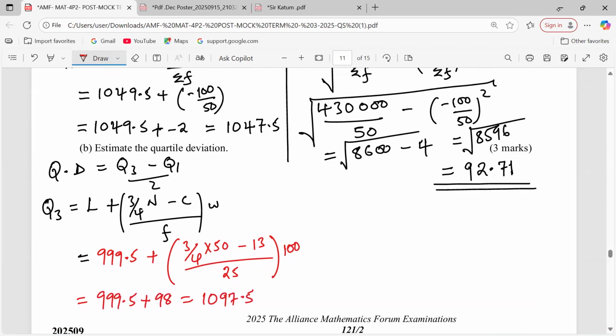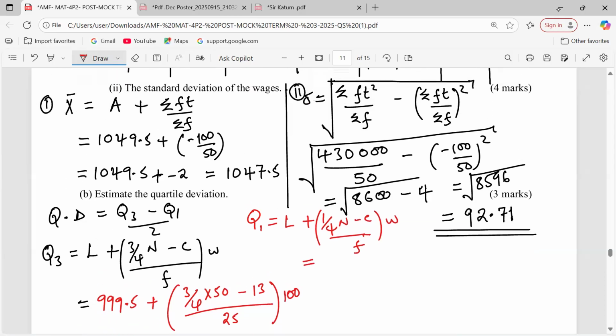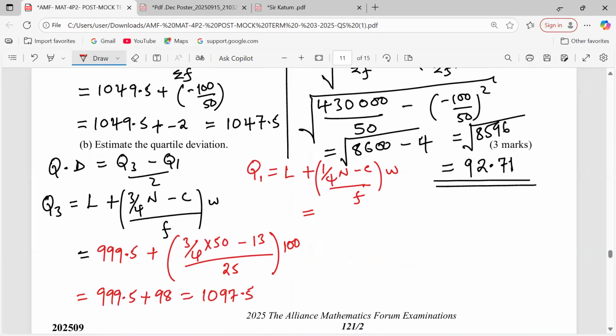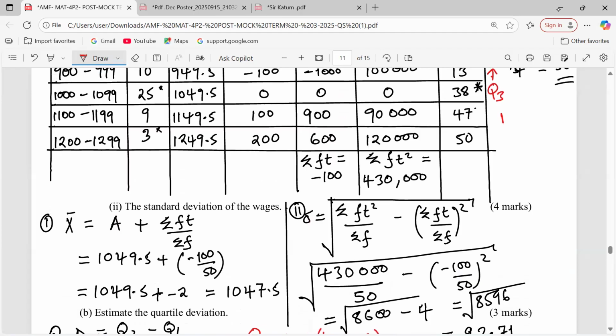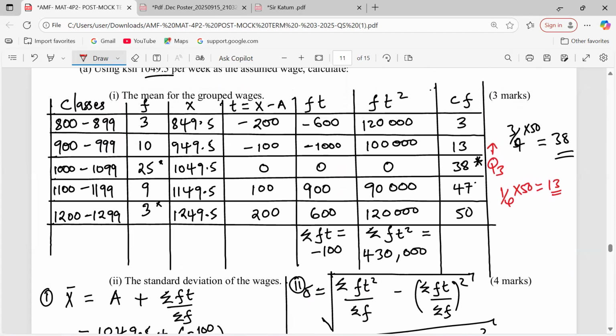What about Q1? Q1 shall be given by the lower boundary of the Q1 class plus 1/4 of total frequency minus CF, times frequency of the Q1 class, multiplied by the class width. What is the Q1 class? 1/4 of this total population, 1/4 of 50. What are we getting as 1/4 of 50? This is 12.5, technically the 13th. Where is the 13th worker accommodated? It's in this class. That's where the 13th worker is accommodated.